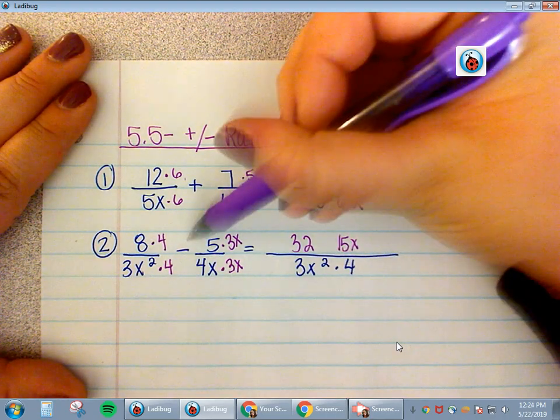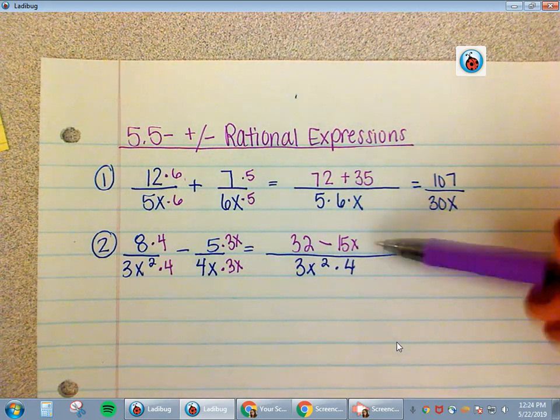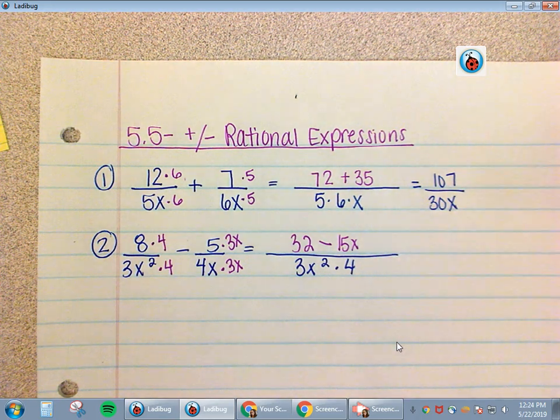And then I'm just going to move my subtraction sign in here. I don't think there's anything else we can do to this one. I don't see any factoring we can do. So I think this one will be all done.